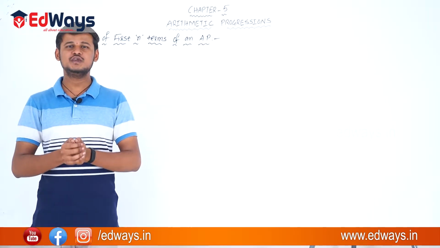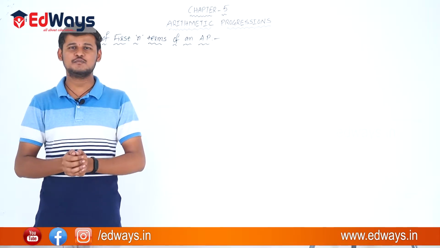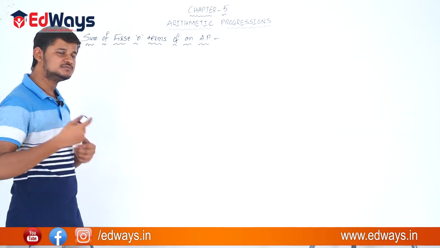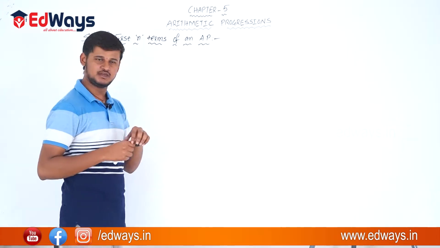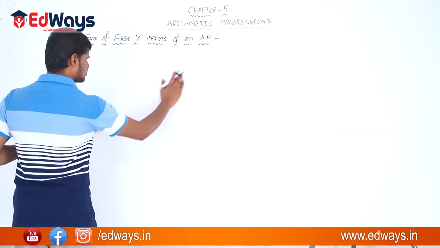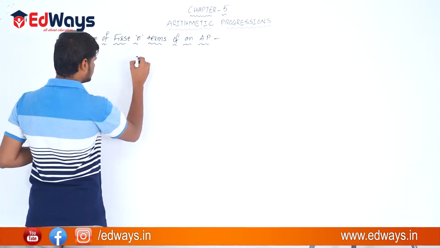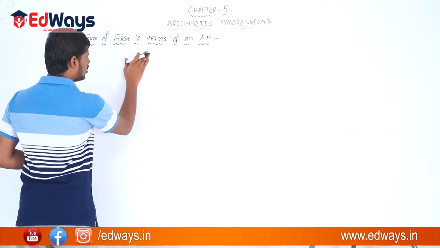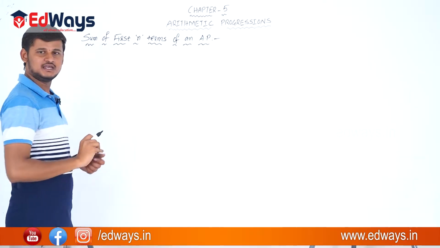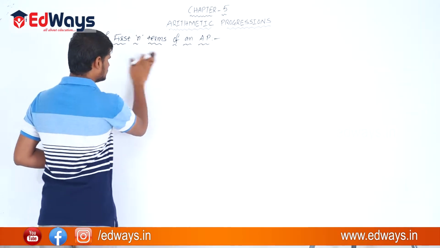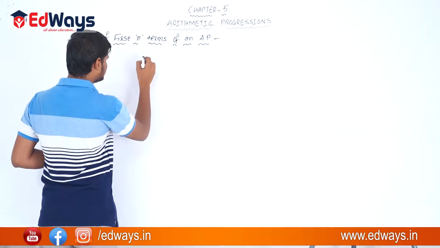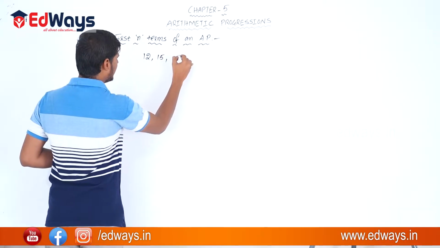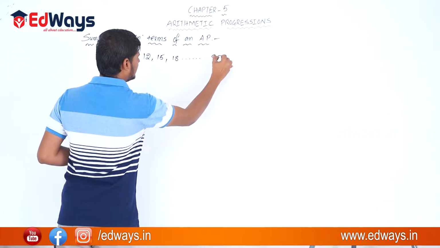So today we are going to start with the new topic, that is sum of first n terms of an AP. So what does this mean by sum of first n terms of an AP? Let's solve it with one example. In the previous video I took one question, that is how many two digit numbers are divisible by 3, right? So now let me write the same AP. So we got the AP 12, 15, 18 till 99.